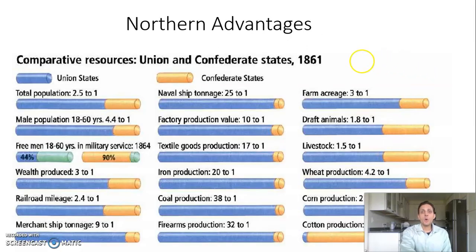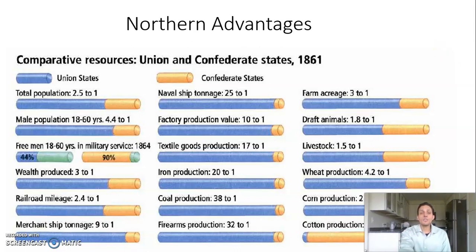Now, going into the war, the North is going to have a ton of advantage over the Confederate states. When you look at Northern advantages, the North has advantages in basically every single area, and some of these should really stand out to you. A lot of these are production advantages. The North has huge production advantages over the South.